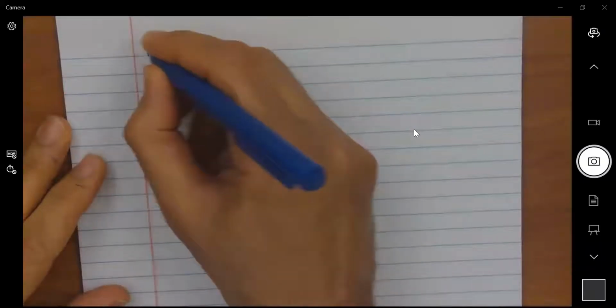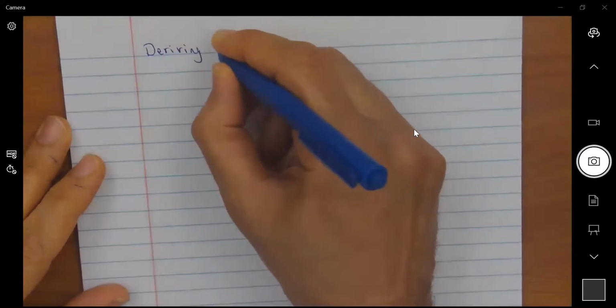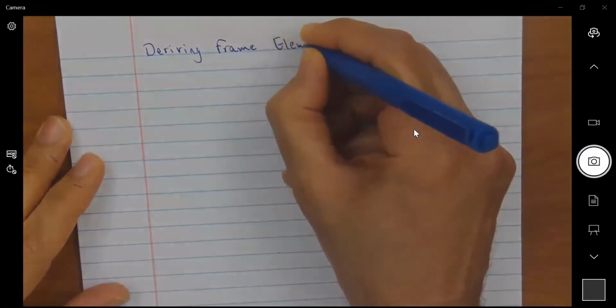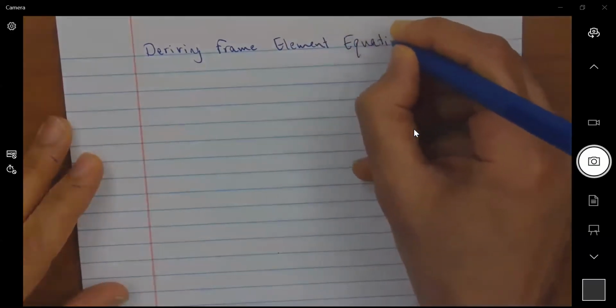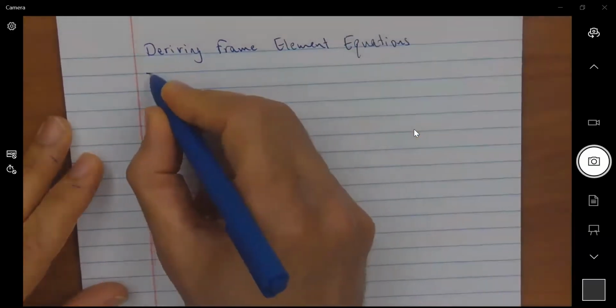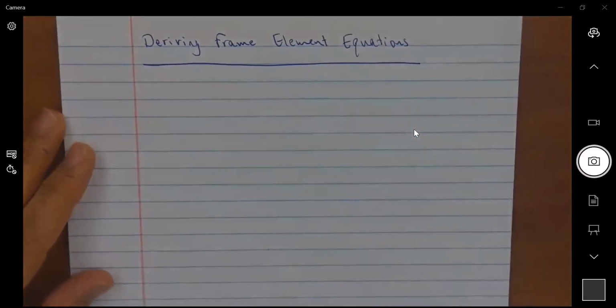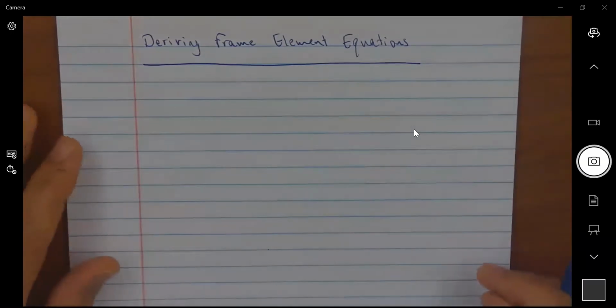Chapter 5, and today we're going to focus on deriving frame element equations. And as usual, before we jump into the equations, we need to understand what is a frame element.